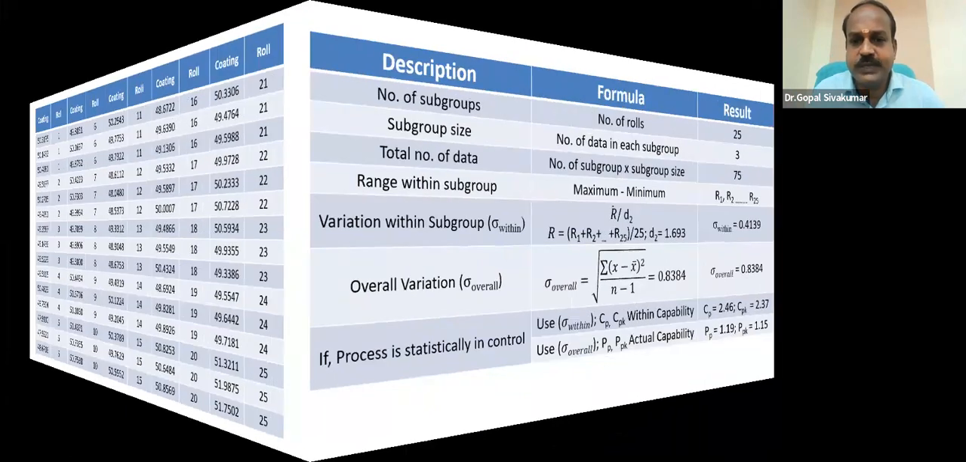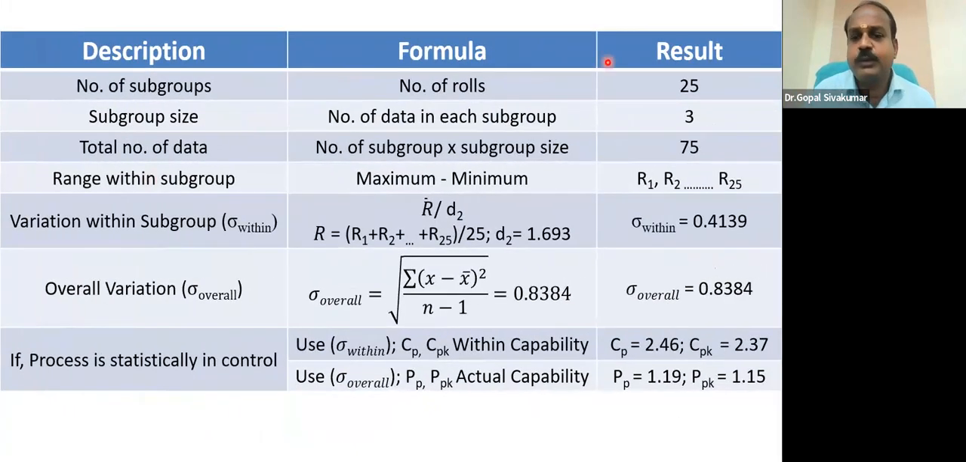Number of subgroups is equal to number of rolls, 25. Subgroup size, the number of data in each subgroup, is 3. So, total number of data, 75. Now, if we use all the 75 data and measure the variation, that will be overall variation, right? And another variation is within variation. In order to calculate the within variation, the formula is R bar by d2.